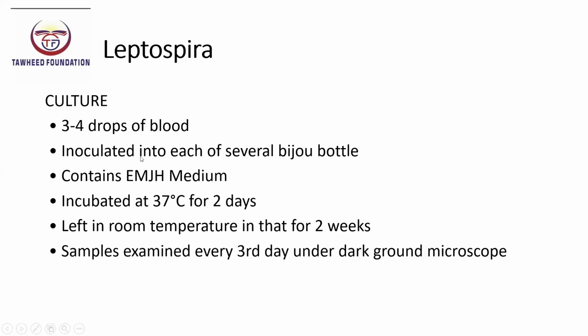Culture. For culture, a few drops of the patient's blood are inoculated into bottles containing EMJH medium. Cultures are incubated at 37 degrees Celsius for 2 days, then maintained at room temperature for weeks. They are checked every few days by dark field microscopy. This is a time-consuming process, often taking weeks to yield results, but it provides definitive diagnosis.